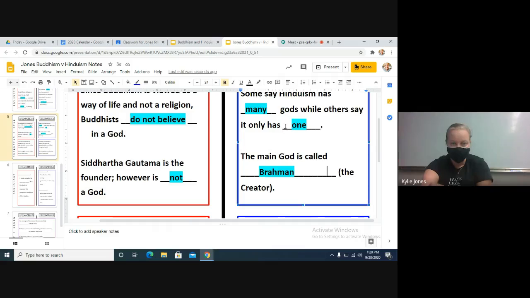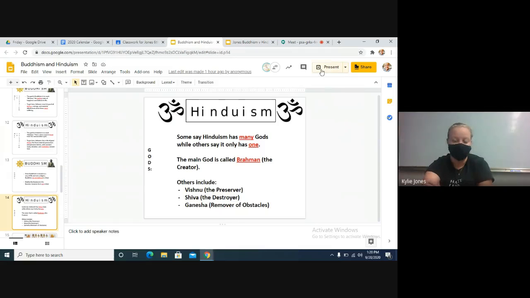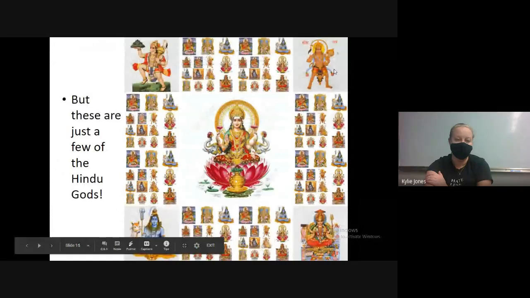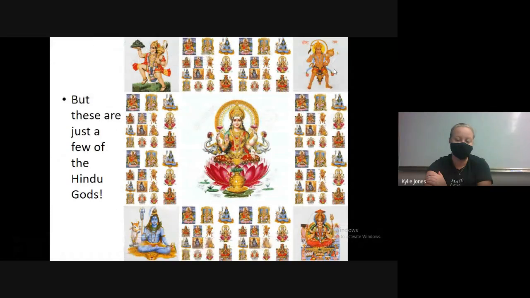All right. Our next slide. So these are just a couple of the Hindu gods that they believe in. I don't know which ones are which, to be honest. They believe in a lot of different gods, kind of like how in Mesopotamia they believed that there was a different god for different things. It's very similar in Hindu religion.